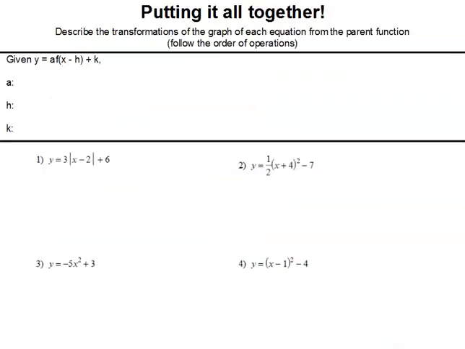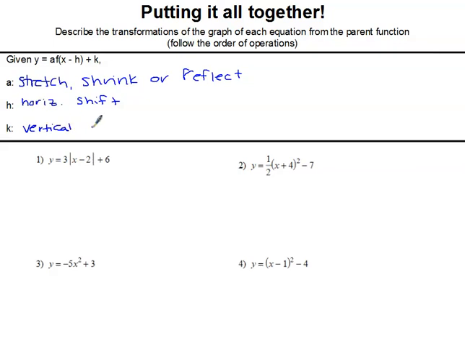Our last couple pages are going to be putting it all together. We have talked about how A will change your graph. So this is going to either stretch, shrink, or reflect your graph. H, adding to the input, is going to be a horizontal shift, either left or right. K, adding to the outside of your equation, is going to be a vertical shift.